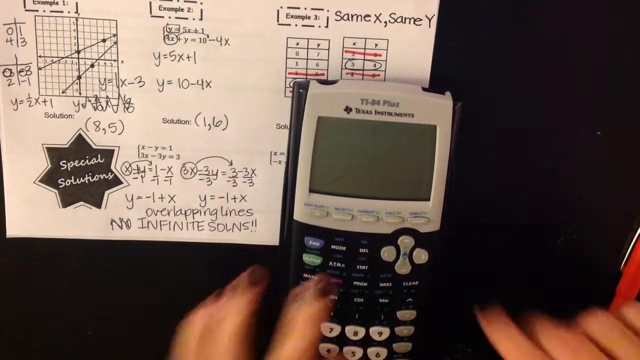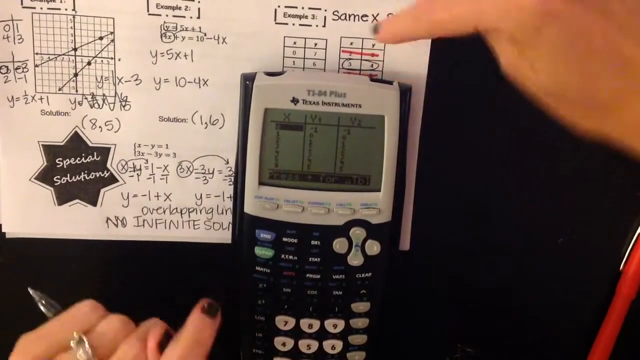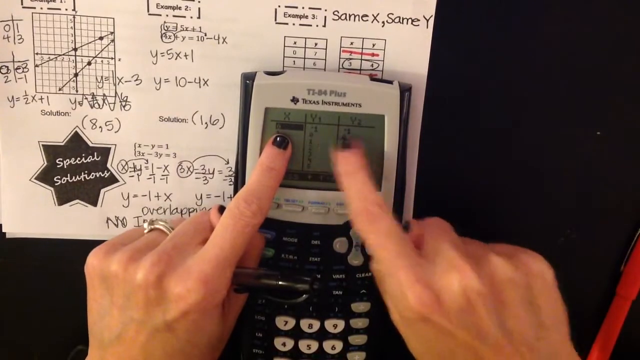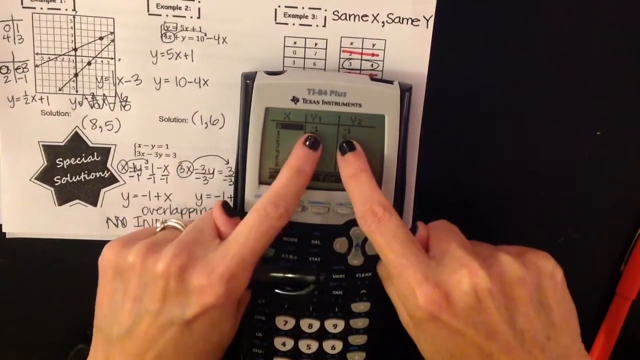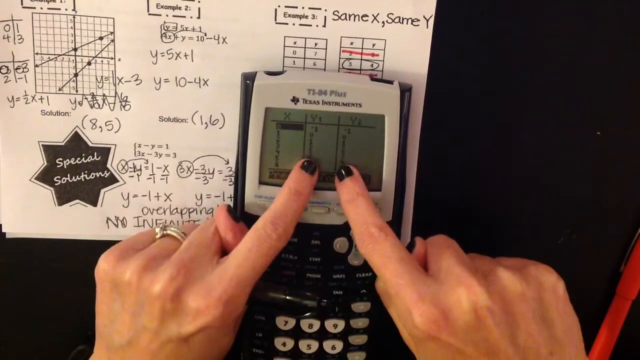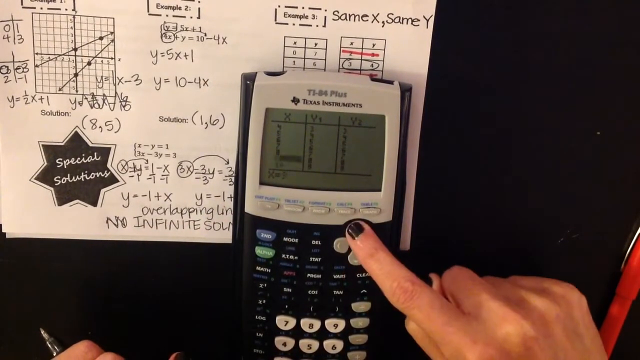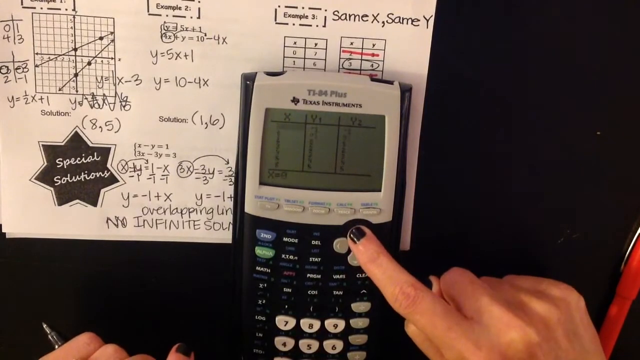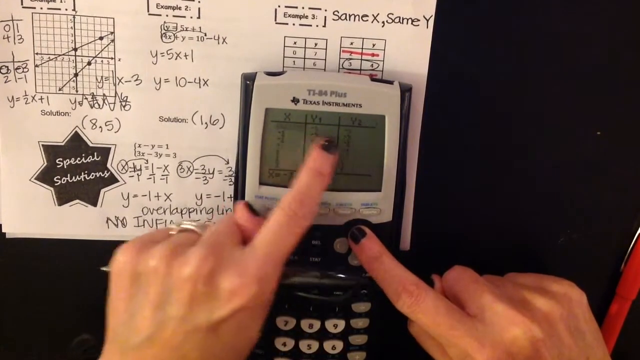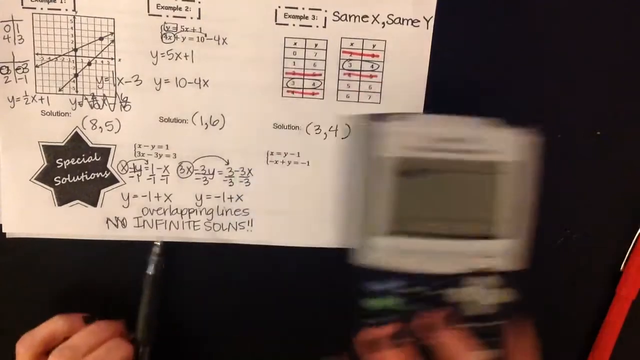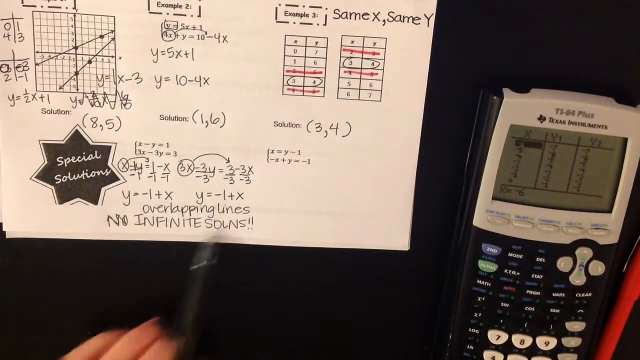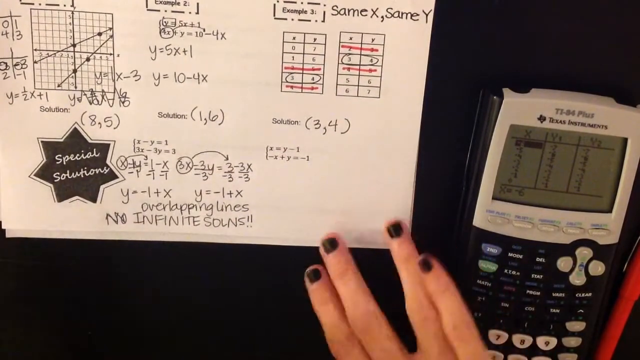And I'm also going to show you what that looks like in the table. So remember I said in the table they have to have the same x and same y values? Well, if you look, the y values match every single time, up and down the table. And if I go to the negative x values, you're going to see the same thing. Same, same, same. So they share every y and x value, so that's why it's infinite solutions.